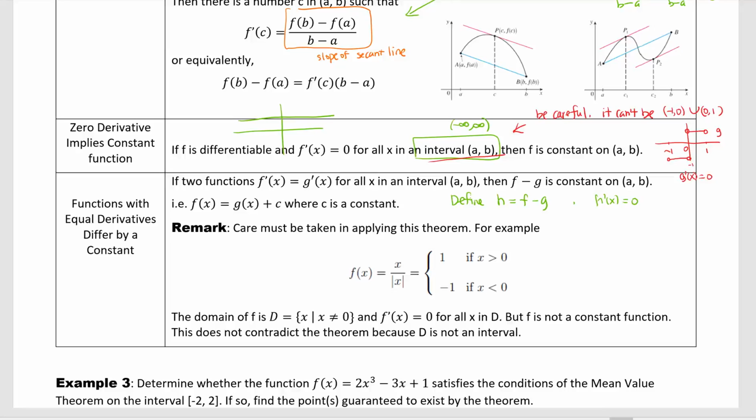For example, let's look at this picture. The function is 1 when x is greater than 0, and it's -1 when x is less than 0. This is just like what I just said. You can see the domain is everything except 0. The derivative is 0 for all x, but this is not a constant function. It does not contradict the theorem because the domain is not an interval. It's a union of two intervals.